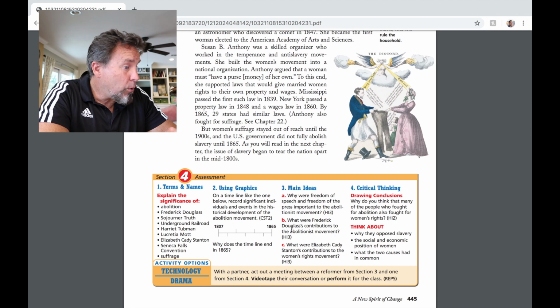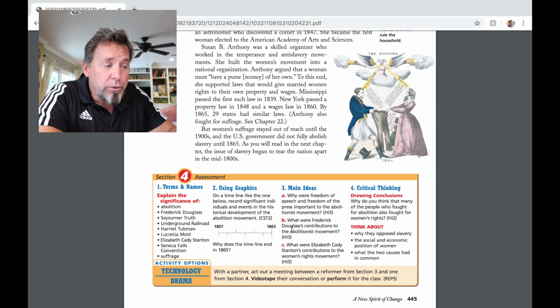And then, of course, you have quite a few terms and names to look up, and some main ideas to answer. Hopefully you already did that, some critical thinking. And there's also going to be a chart that I'm going to ask you to add to your notes to get full credit for this assignment. So let's take a look at some of the answers to the terms and names, the main ideas, critical thinking, and add that extra chart about reformers.